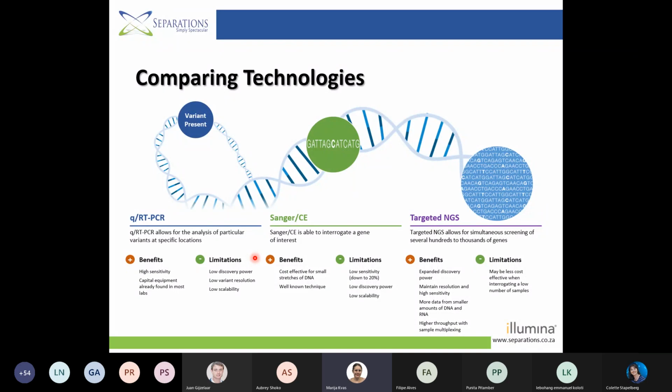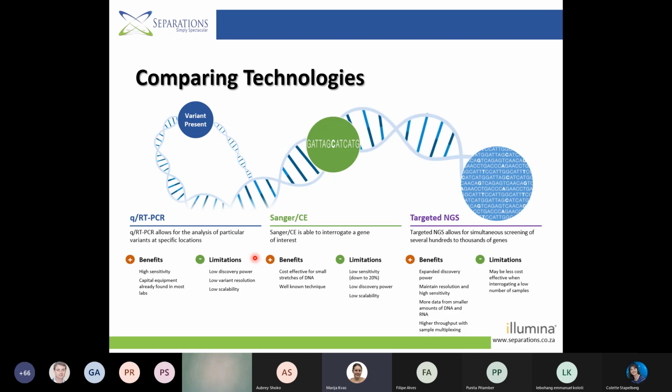With those two techniques, we have low discovery power. We can only focus on a couple of targets at the same time. And if we increase the number of targets that we deal with, obviously that increases the cost. We also have low variant resolution and lower sensitivity when it comes to these technologies, right?